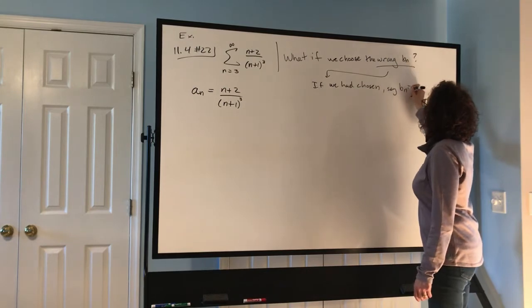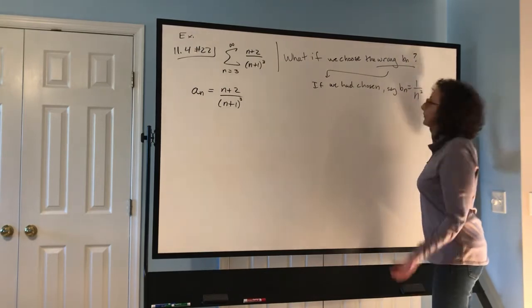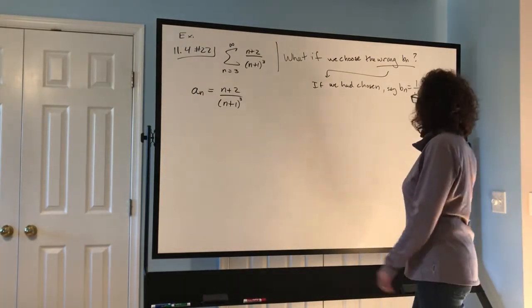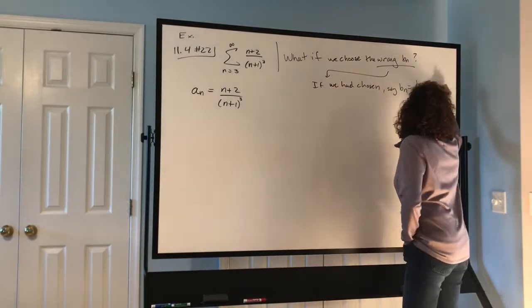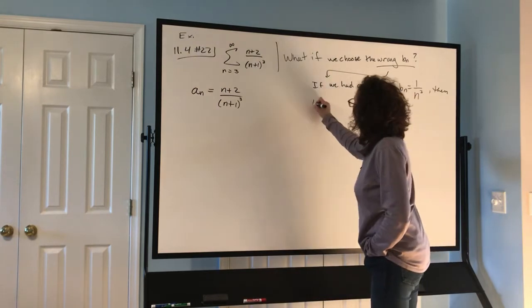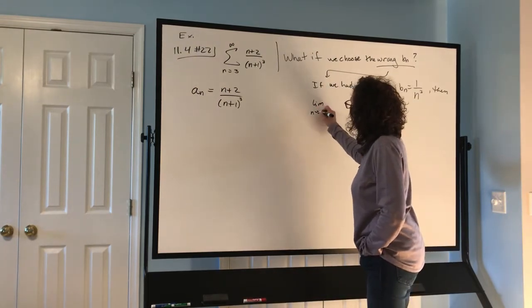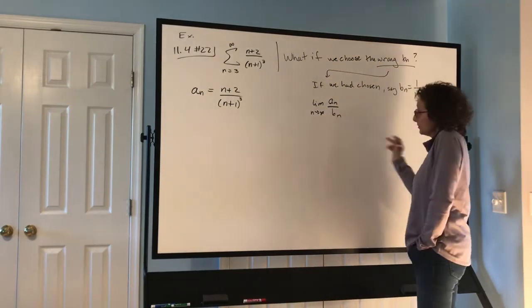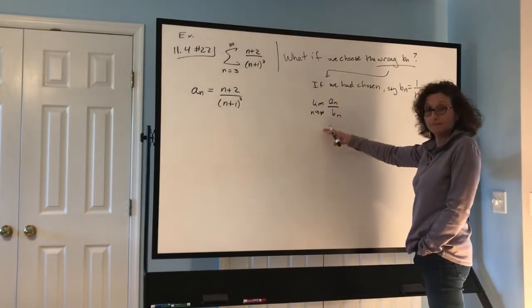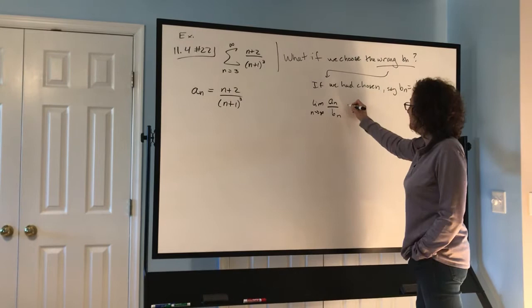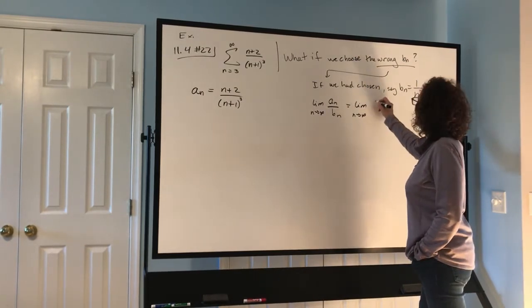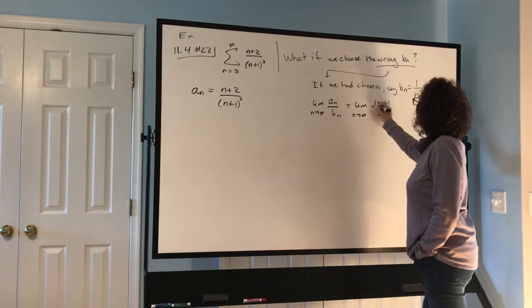Say we had chosen BN equals 1 over n cubed, for example, and been like, oh hey, it's kind of like n cubed in the denominator, let's pick that. What would have happened? Then we would have had a limit as n goes to infinity of an over bn, right? That's what you do for a limit comparison test. And then it would have been our same thing, the limit as n goes to infinity of n plus 2 over n plus 1 quantity cubed.